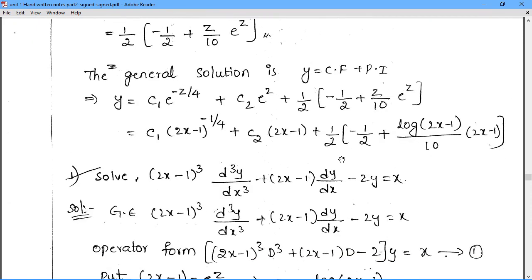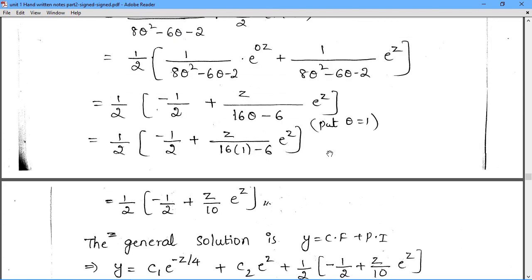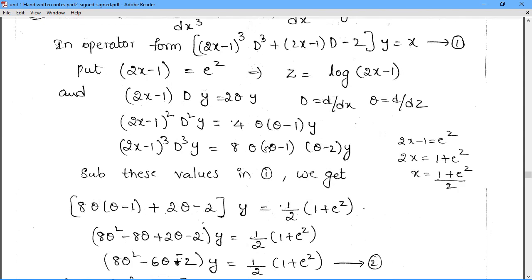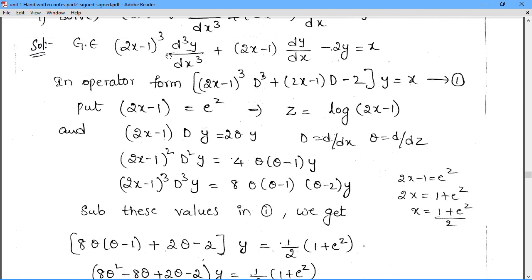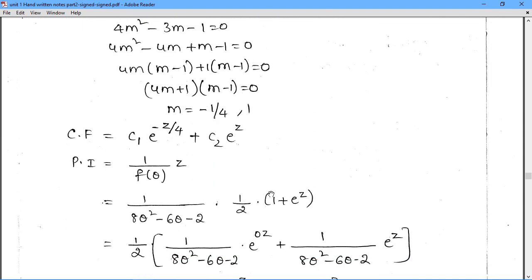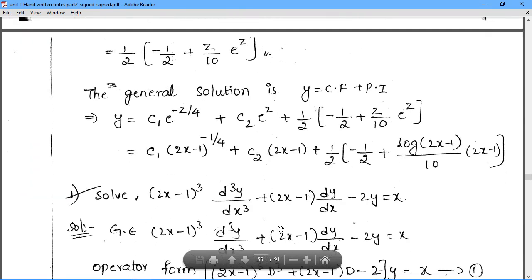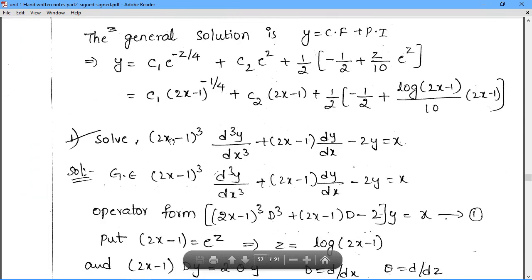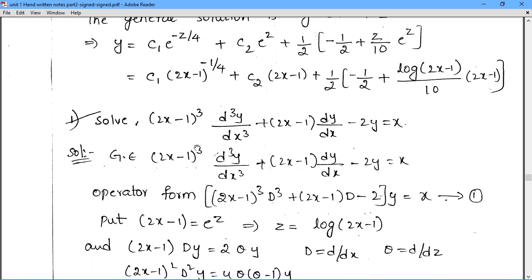Some of the students are replacing z as log x here. So log x is replaced in the Cauchy-Euler equation, but if we observe, in every problem the z value changes according to the expression in the given sum. Here the sum has the expression 2x minus 1, so we have to replace z as log of 2x minus 1. Suppose the given sum has 2x minus 2, then we have to replace z as log of 2x minus 2. So it depends upon the given sum.